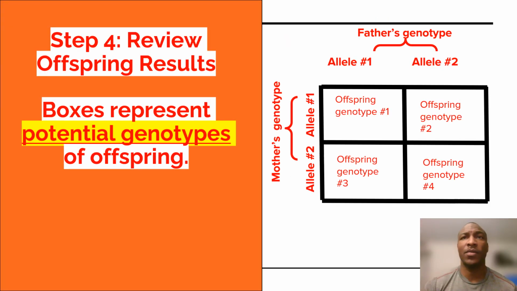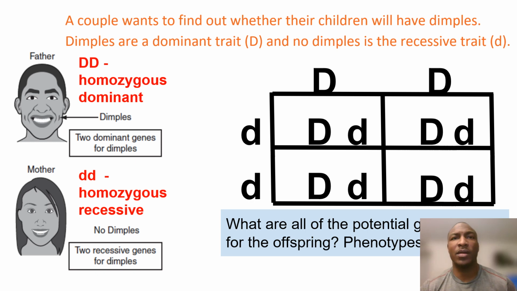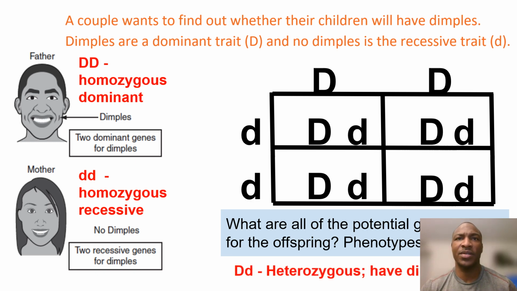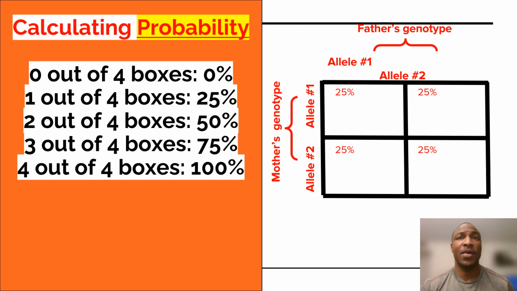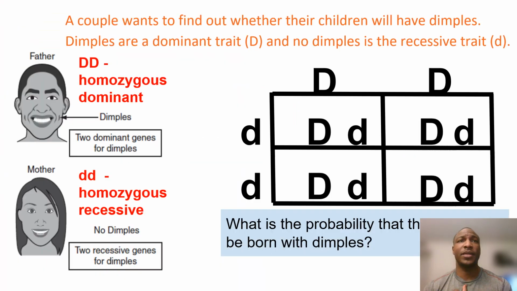All right. So now let's change it up a little bit. What are all of the potential genotypes for the offspring? They all are going to be heterozygous. So now we have to start figuring out that each box is worth 25%, like quarters, right? So 0 out of 4 boxes is 0%, 1 out of 4 is 25, 2 out of 4 is 50, 3 out of 4 is 75, and 4 out of 4 is 100%. So in this particular example, there was a 100% chance that the child would be heterozygous, or hybrid. Okay. So what is the probability that the child will be born with dimples? Easy peasy, lemon squeezy, 100%.